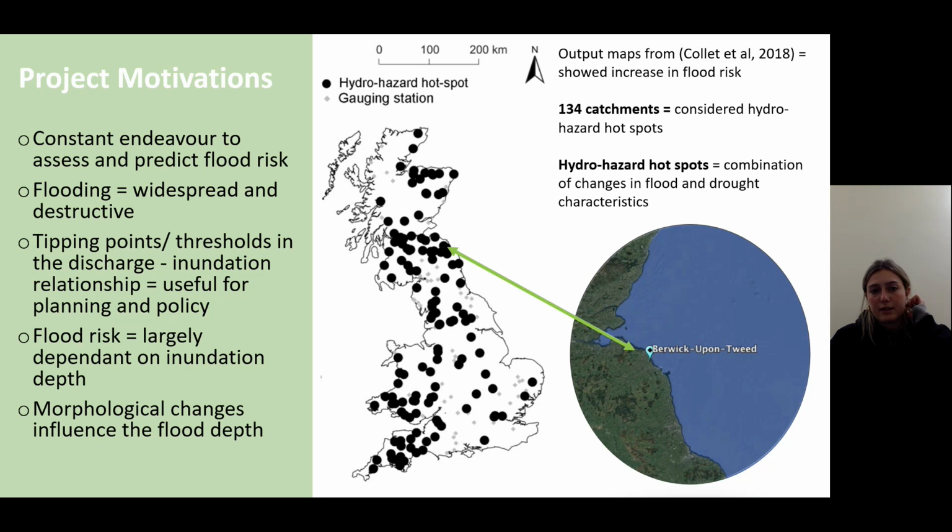The image on the right, the figure, shows the output maps from a study in 2018 by Klett, which shows how there are 134 catchments considered hydrohazard hotspots. And these hydrohazard hotspots are regions where there's a combination of changes in flood and drought characteristics expected in the future. And as can be seen, one of them is Berwick-upon-Tweed, just south of the Anglo-Scottish border on the River Tweed.